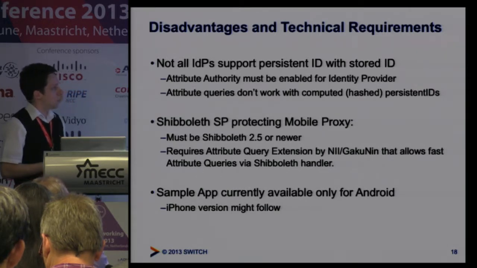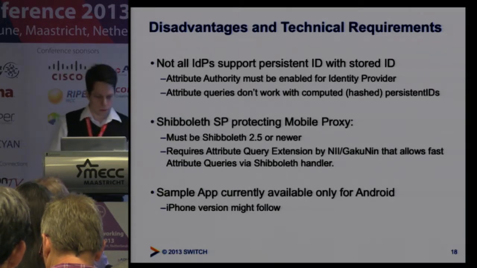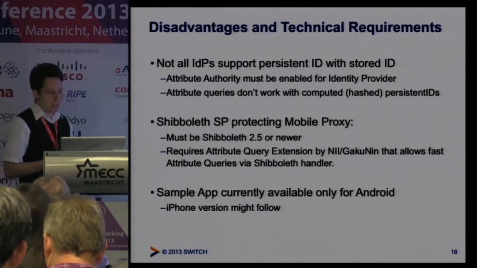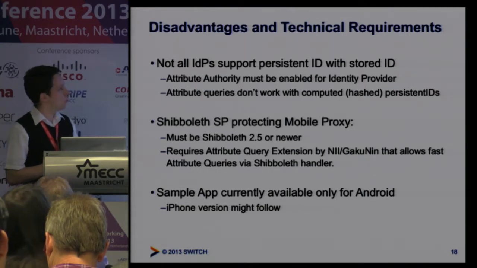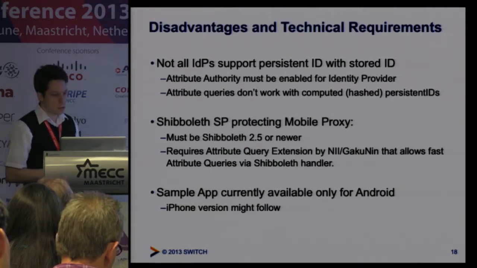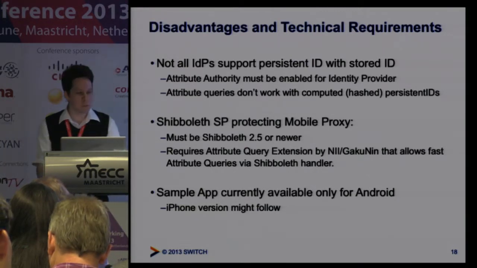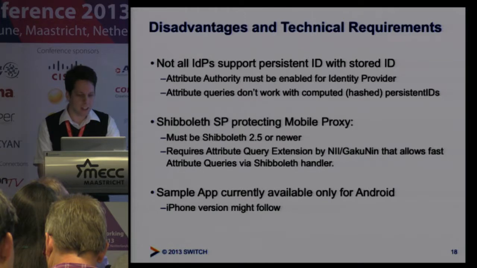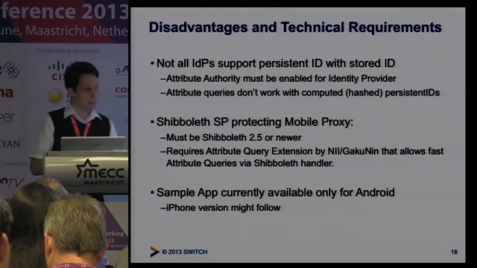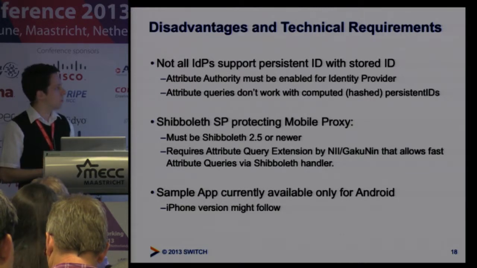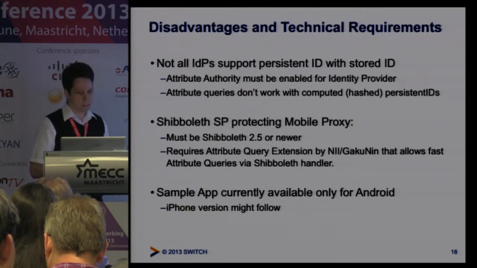Then to protect the mobile proxy, we used Shibboleth 2.5. The reason for that is that Shibboleth 2.5 cannot make attribute queries by itself just like that, but you need an attribute query extension that our colleagues from Japan, from the GakuNin Federation, have written. They did a very, very good job. So it's an excellent plugin that allows you to make attribute queries by accessing a URL on the Shibboleth service provider. So we use that as well.